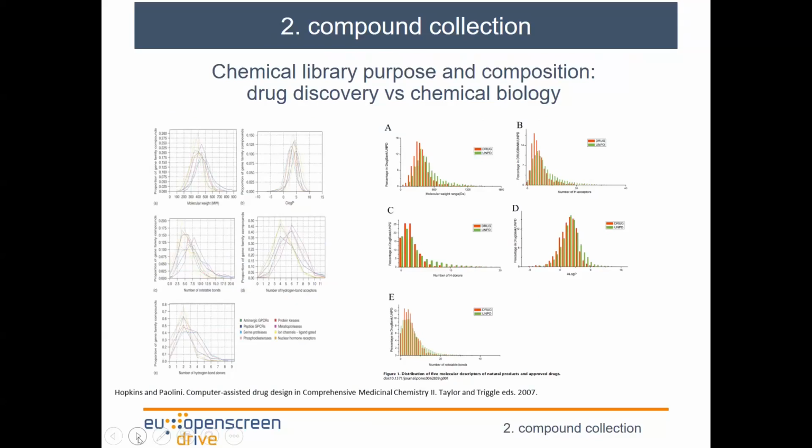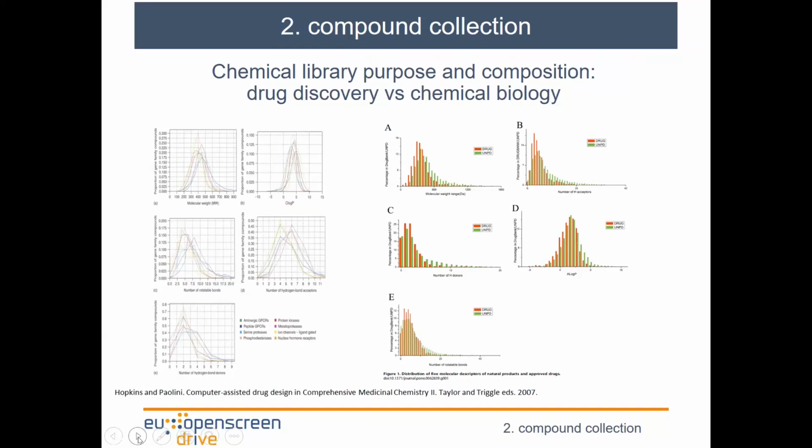And what I'm going to speak to you about is the compound collection relevance in high-throughput screening. As Francisca has pointed out, it's critical to have a good assay developed for a successful high-throughput screening, but the chemical library you are going to screen is just as critical as the assay development. And this depends on the purpose of your screening. If you are looking for novel drugs, if you are thinking of a drug discovery process, the composition of this chemical library would be different from those projects that are more devoted to novel chemical probes, chemical biology processes, such as those carried out by EU-OPENSCREEN.